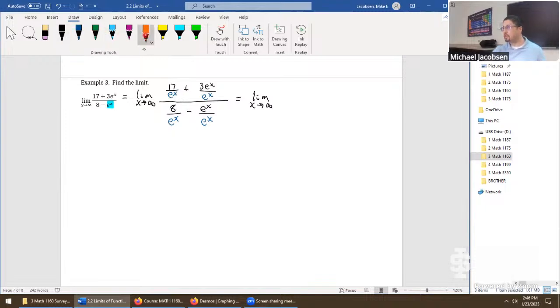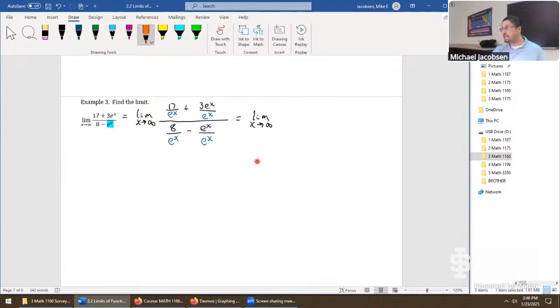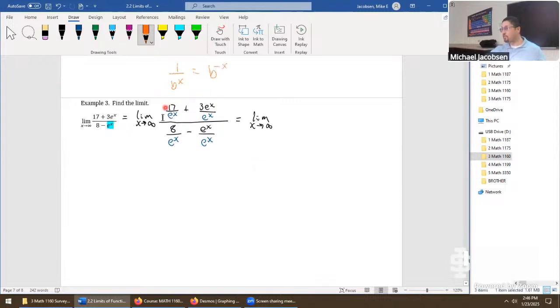So in other words, the exponential property is that 1 over a base b to the power of x is the same as base b to the power negative x. For any base whatsoever, our base is e. So back over here, this turns into 17 e to the negative x. Here we have a cancellation, so just plus 3. Down below, this is 8 times e to the negative x. And here, another cancellation, just a minus 1.